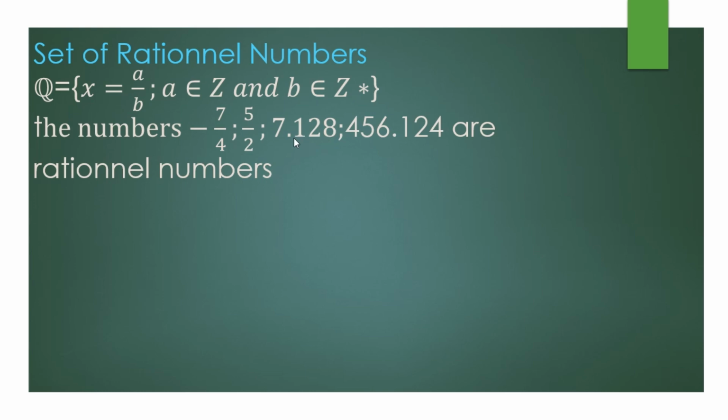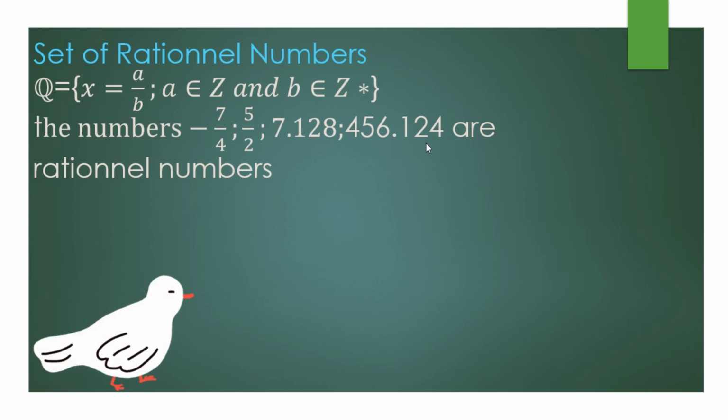7.128 belongs to Q because 7.128 is 7,128 divided by 1,000. 456.124 is 456,124 divided by 1,000. So all these numbers are in the form of fractions. They are rational numbers.